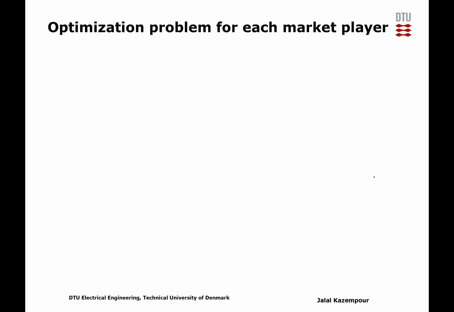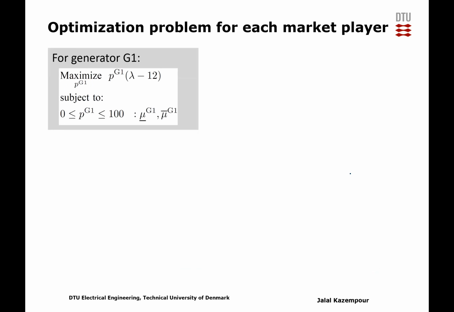So now we'd like to write one optimization problem for each player, for each participant of our previous problem. For generator 1, we are trying to maximize its profit, which is its production level, which is the variable, times the difference of the market price lambda and its offer price, which is 12.